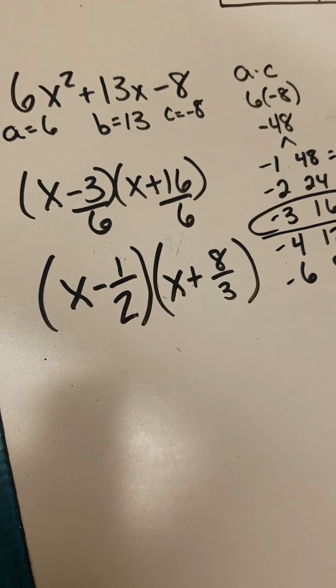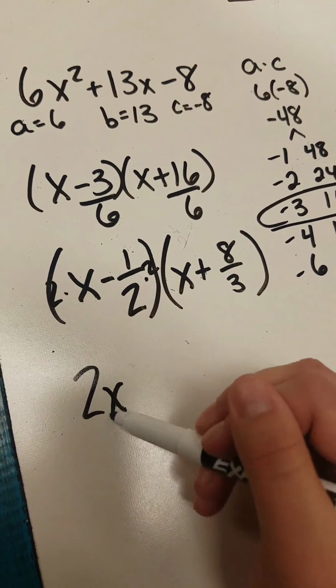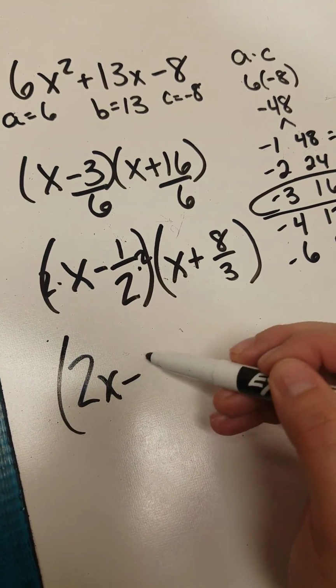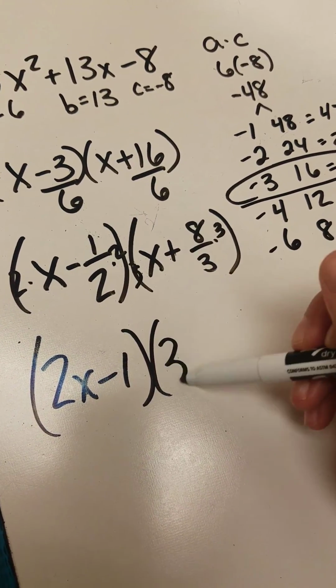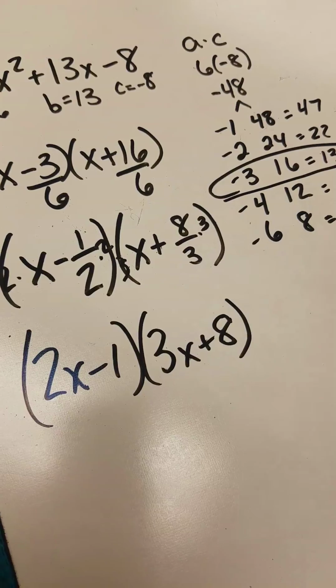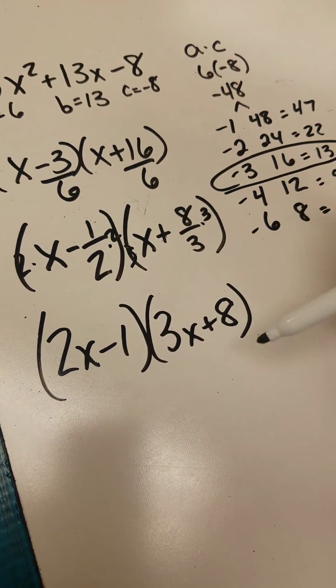Okay, fractions aren't allowed, so the way we get rid of them, multiply by the denominator. Okay, each parenthesis is its own thing, so that's going to leave us with 2x minus 1. Over on the other side, multiply by 3 to get 3x plus 8. Okay, so now I'm doing that pretty quickly to get just the number on top.